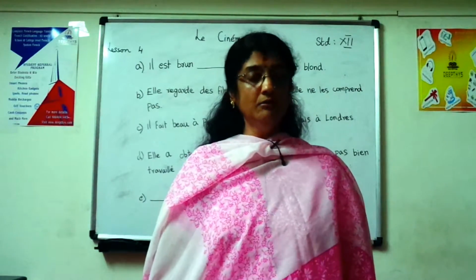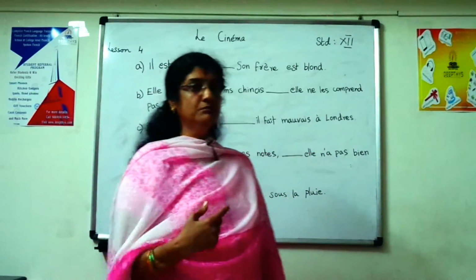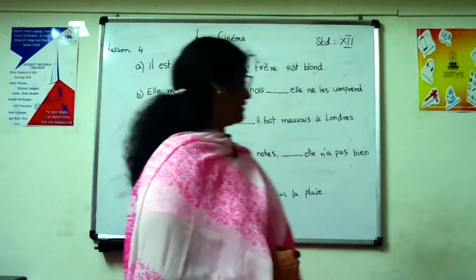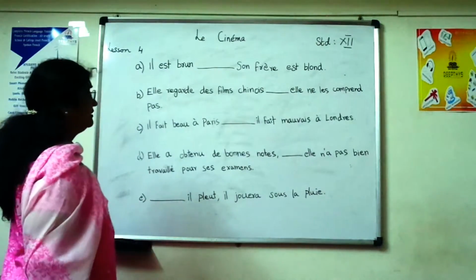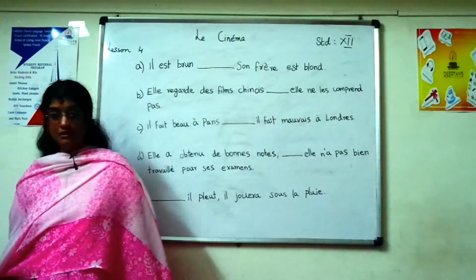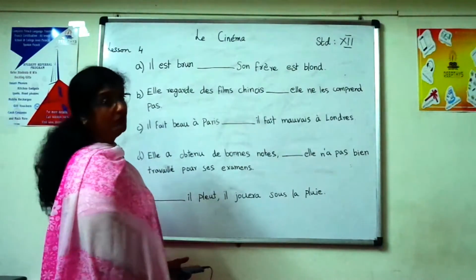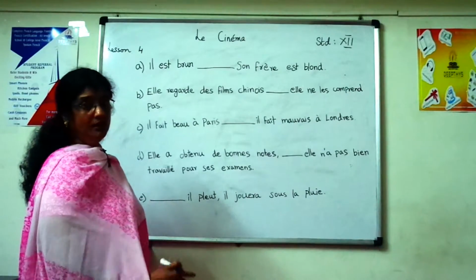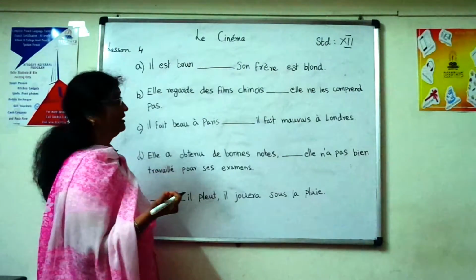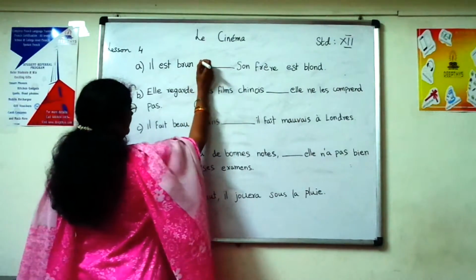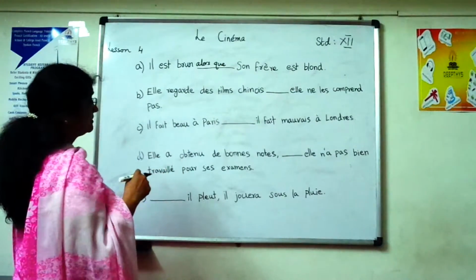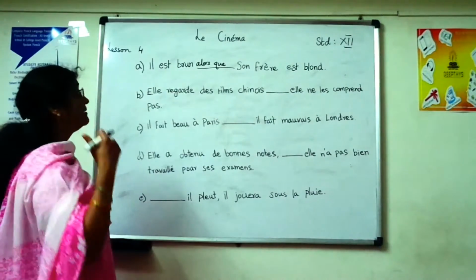So with that understanding, I go into the exercises. The sentences are already written on the board. I will translate it and I will tell you why we use alors que or même si according to the case. So here the first sentence is, il est brun, son frère est blanc. It means he is brown, his brother is blonde. They are talking about two ideas totally in contrast to each other. So since it is totally in contrast, you will use alors que. Il est brun, alors que son frère est blond. Whereas he is brown, whereas his brother is blonde.